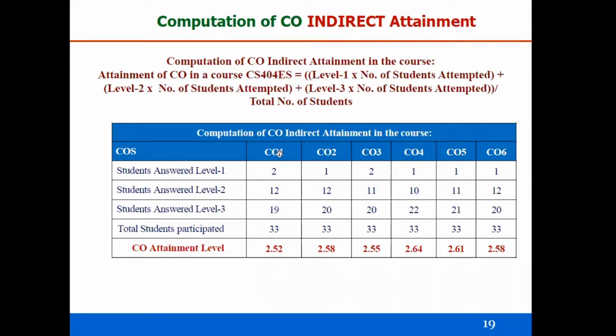So CO1 attempted with level 3, 19 students. Then CO2 with level 3, 20 students. Then CO3 with level 3, 20. Then CO4 with level 3, 22. Then CO5 with level 3, 21. Then CO6 with level 3, 20.